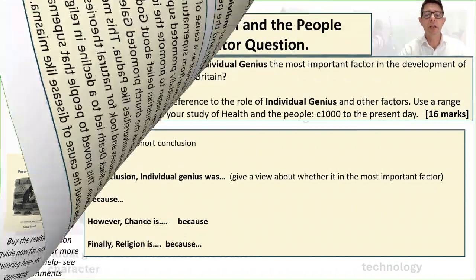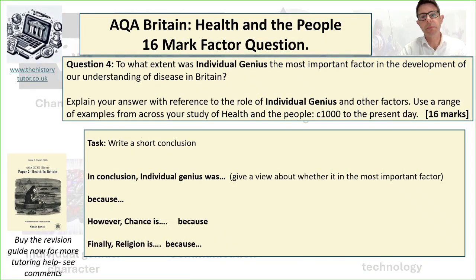So finally, give a conclusion. So if you have explained three factors with three different time periods, and if you explained lots of impacts, you're looking really at 12 marks out of 16, which is fantastic. That's going to be a grade 9 answer.